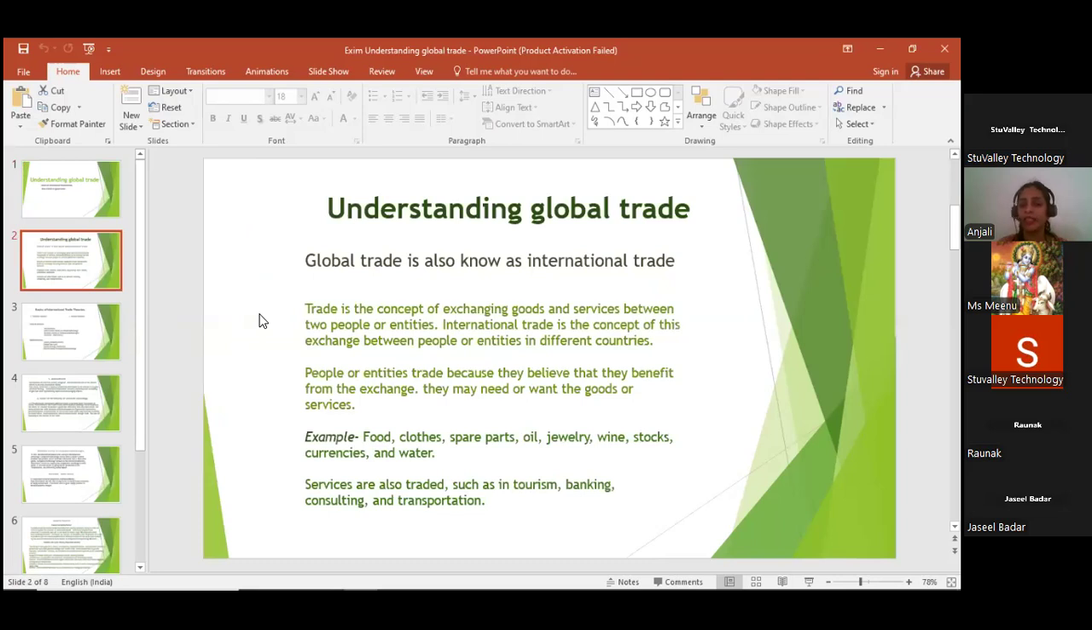Yes, ma'am. It might be anything, any food, as I said in the example here. It might be any product or it might be services. For example, if you want to go to Germany for further studies, there are some consultancies that provide that service. They help you join that particular country as a student or as an employee, wherever you want to work, and they charge some commission. So these types of services are also called global trade, they come under global trading. Got it? Thank you, ma'am.